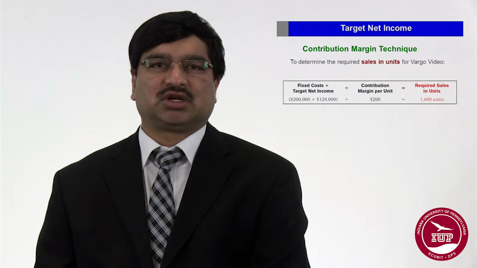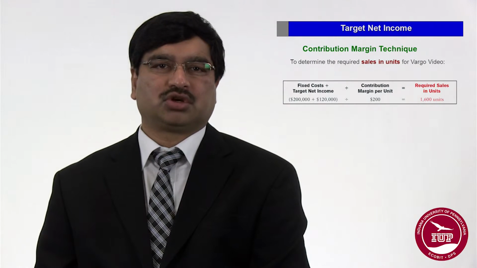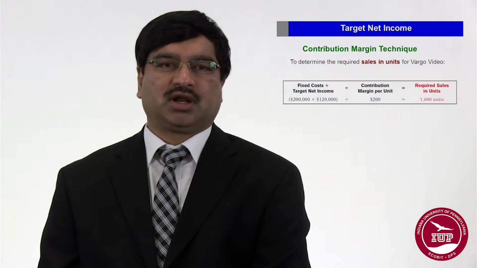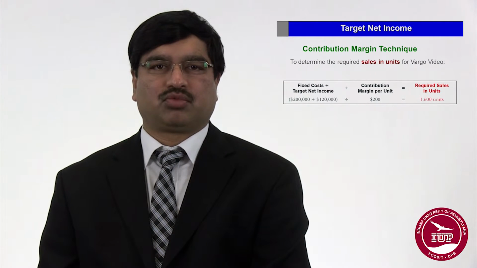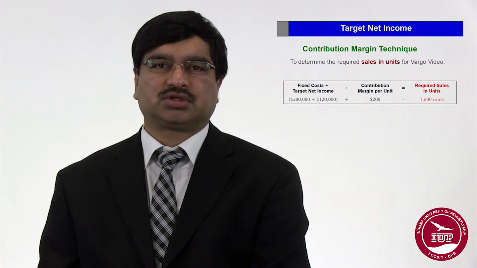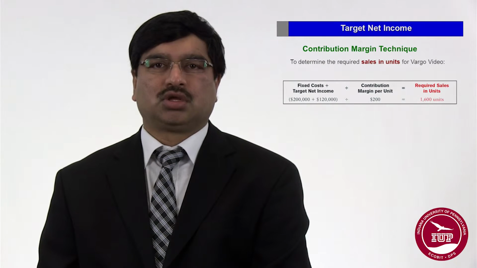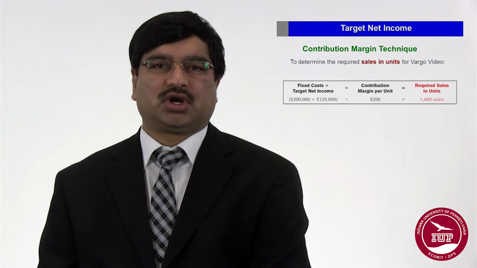In case you want to achieve a certain amount of net income, because businesses are there not to make zero profit, but to earn a certain amount of income, our formula gets modified a little bit, and to the fixed cost, you add a target net income, which in break-even point is zero. But if you have got a target income of $120,000, you add that to the fixed cost, divide by the contribution margin of $200 per unit in this case, and you get required sales of 1,600 units. So what it tells you is that you need to sell 1,600 units to make a profit of $120,000, which is targeted.